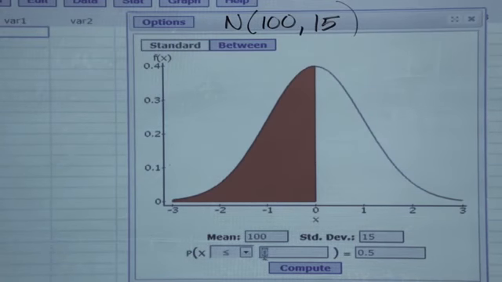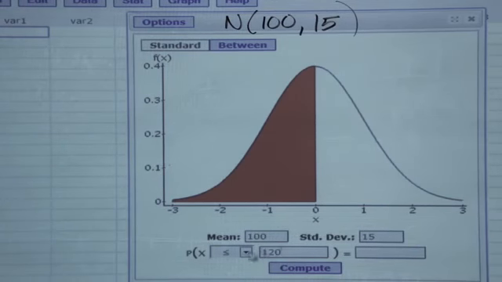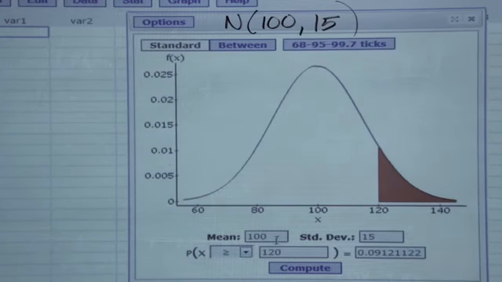The value that we're interested in for this question, it says what's the probability that somebody has an IQ exceeding 120. So down here, probability X, the default's less than or equal to 120. I need to jump in the little drop-down menu here and do greater than. And so make sure you've got all the boxes correct. We've got a mean of 100, standard deviation 15, and probability X is greater than or equal to 120. It put the answer right away. I guess if you hit compute, it's not going to change it, right?